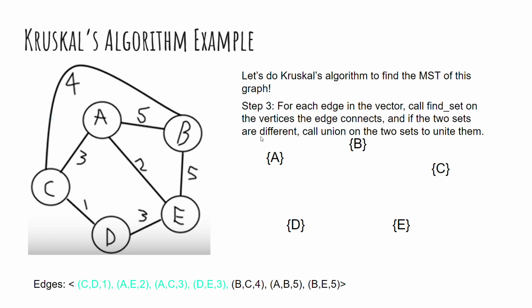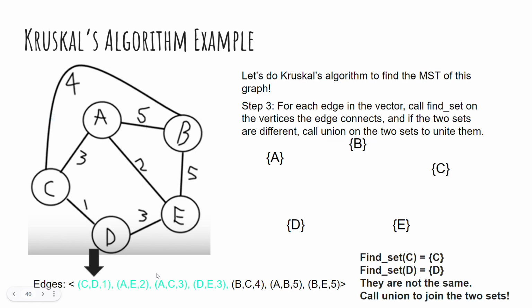And if the two sets are different, we'll call union of the two sets to unite them. So for example, we first go to the first edge, which is C to D of length 1. So we're talking about this edge right now. And so when we do find set of C, we find that the find set of C is just C, and for find set D we get that the find set of D is again just D. And just because they are not the same, we'll call union to join these two sets.